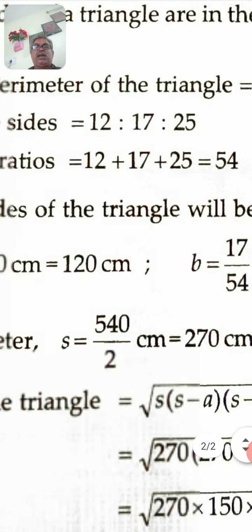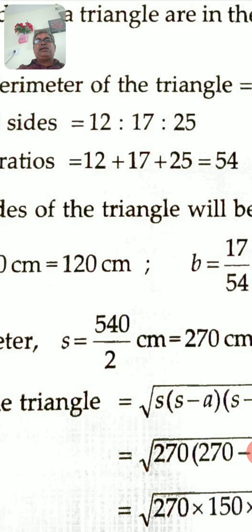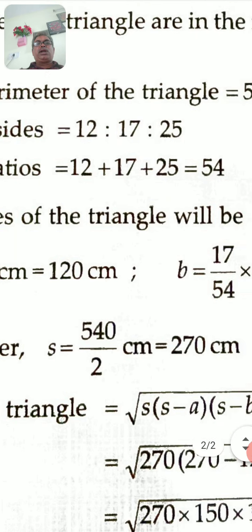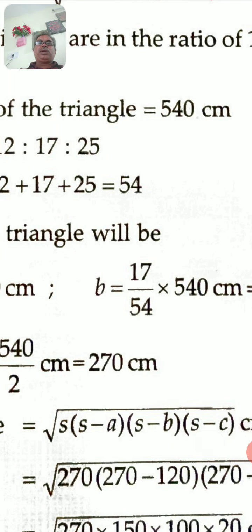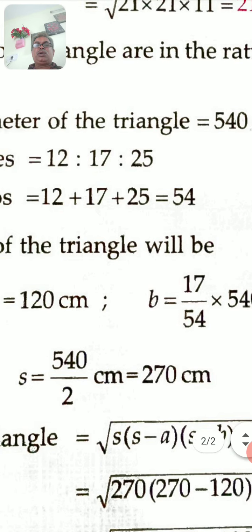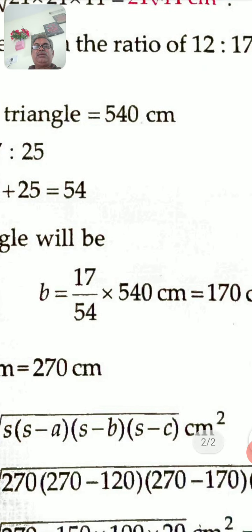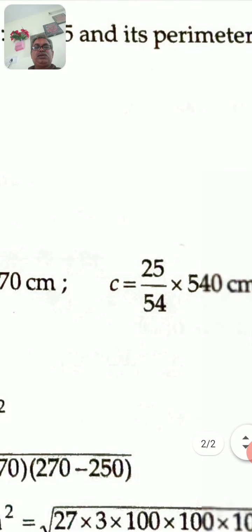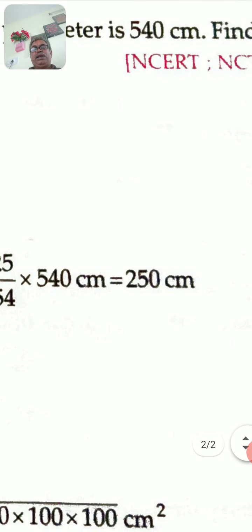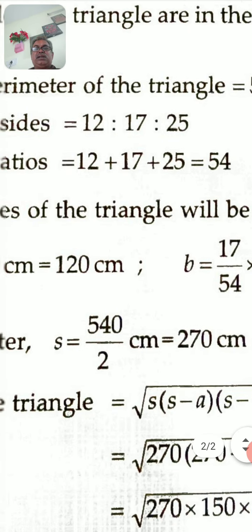Another method is also there. You can take this as 12x, 17x and 25x. So the total is 54x. So 54x is the perimeter, which is equal to 540. So x is equal to 540 upon 54, x is equal to 10. And multiplying this x equal to 10 by 12, that is 120. Multiplying by 10, 17 gives 170. Multiplying by 10, 25 gives 250. In this way also you can get one and the same.